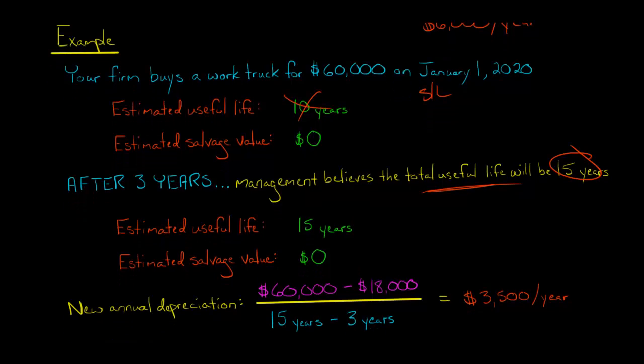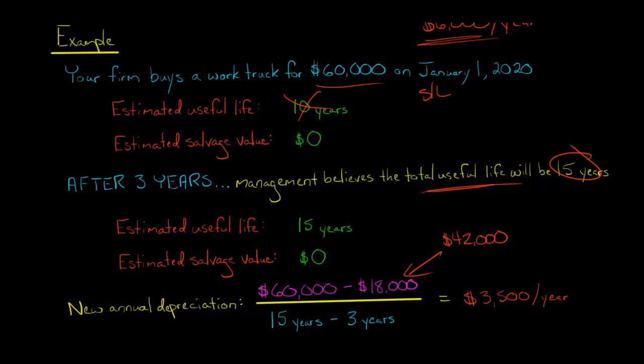We need to say, okay, wait a minute. What's the current book value of this machine? Well, it was $60,000 when we bought it, and we took $6,000 of depreciation every year, and it's been 3 years. So $60,000 minus 3 times 6, which is 18,000. So 60,000 minus 18,000, this 42,000, that is the book value of this truck at the time that we've made this change. So it was 42,000. We'd taken 18,000 of depreciation. So there's 42,000 left remaining to be depreciated.